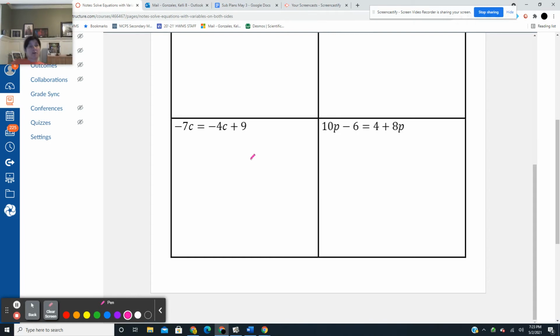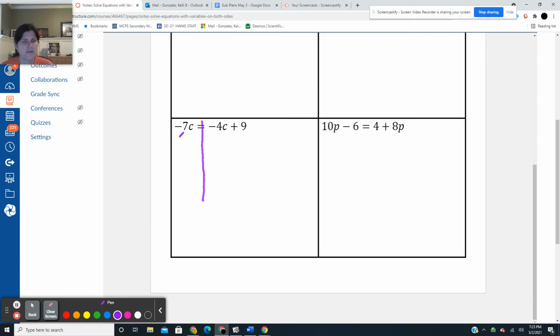So when I start this problem and take a look, I notice that I have c's on both sides of the equal sign. So that means that I am going to need to eliminate a variable first. Now I have negative 7 and negative 4. I said that I encouraged you or recommended that you get rid of the smaller variable. So in this case, negative 7c is the smaller variable.